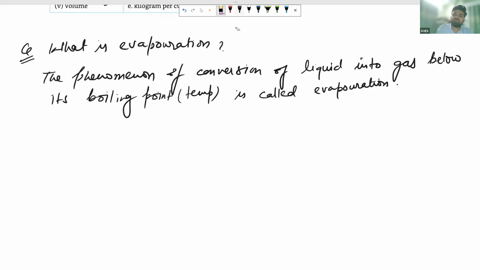Okay, let me explain that boiling is done at a particular temperature. For example, boiling of water is done at a particular temperature, that is 100 degrees. We can simply say that evaporation can be done at all temperatures below the boiling point, like at 40 degrees also. Sometimes if water gets spilled on the floor, it will get evaporated.